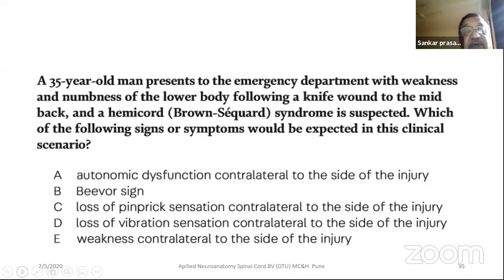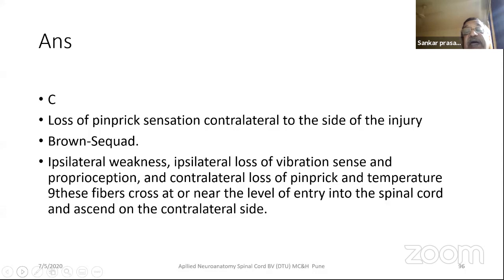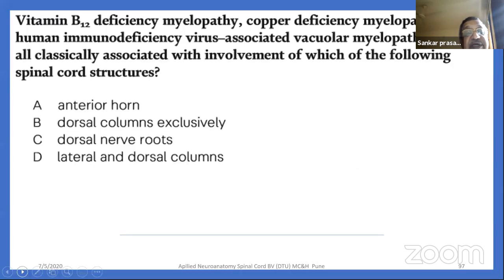Next, a 35-year-old man presents to the emergency department with weakness and numbness of the lower body following a knife wound to the mid back, and a hemicord syndrome is suspected. Which of the following signs or symptoms would be expected in this clinical scenario? Autonomic dysfunction, Beevor sign, loss of pinprick sensation contralateral to the side of the injury. Very nice. That's the thing which we have been discussing, right? And that's Brown-Sequard syndrome that we have already discussed.